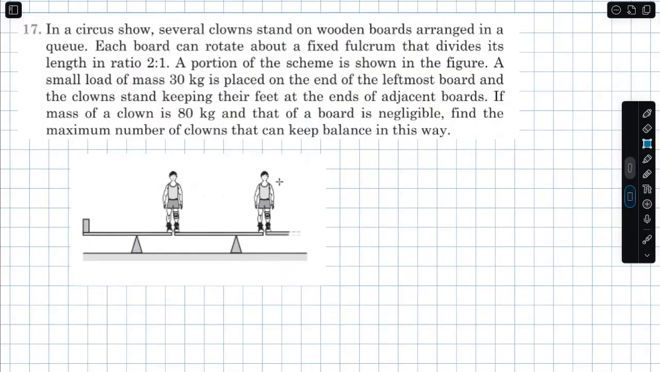Now in this, we will label this situation. Yeah, this is an infinite board actually. In the circus show, several clowns. Okay, fine. Length is in the ratio. If this is 2 units, this is 1 unit. And if mass of clown is 80 kg, the board is negligible and the load is 30 kg. Right. I will start like this.